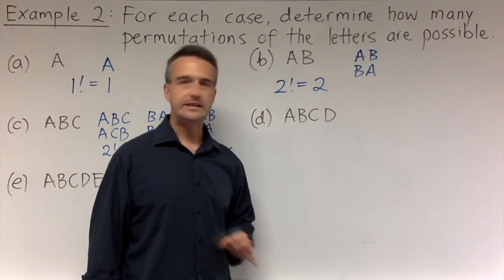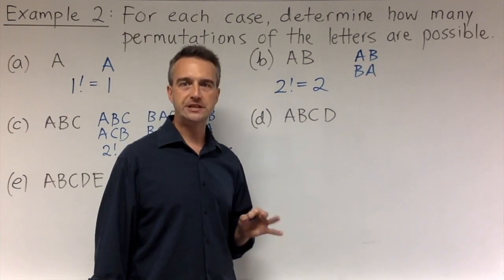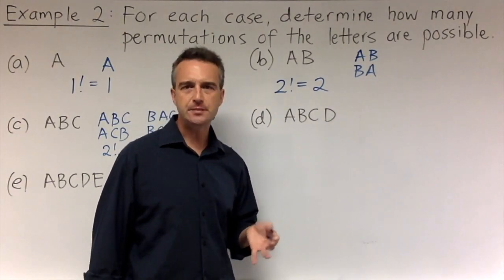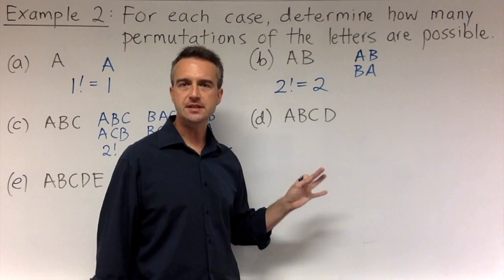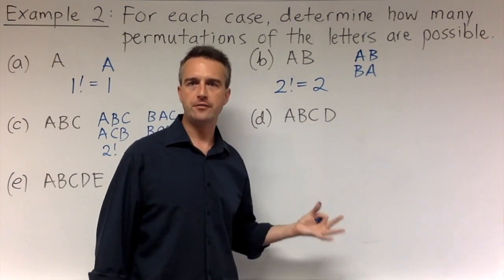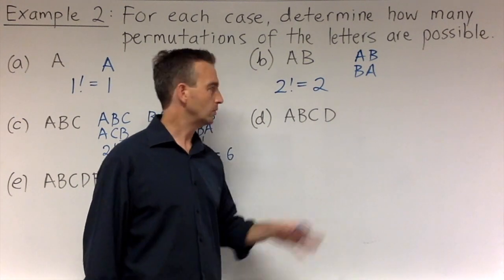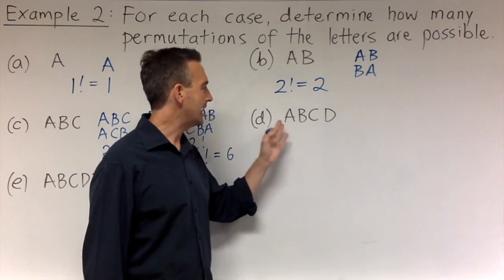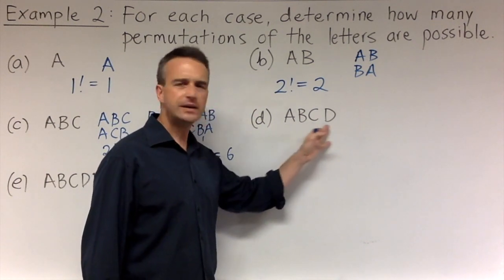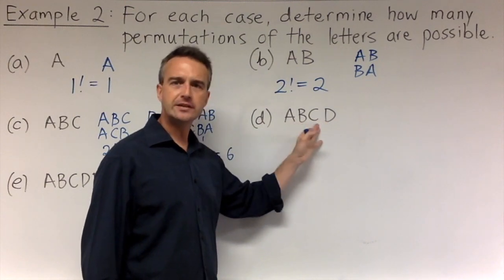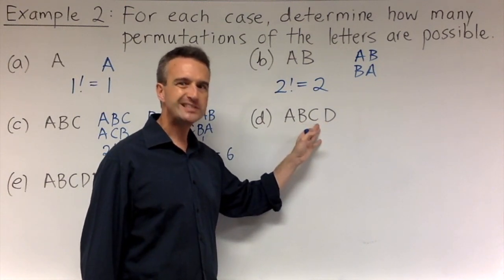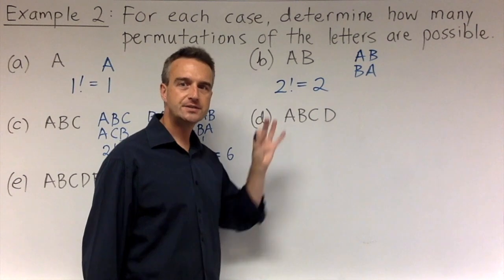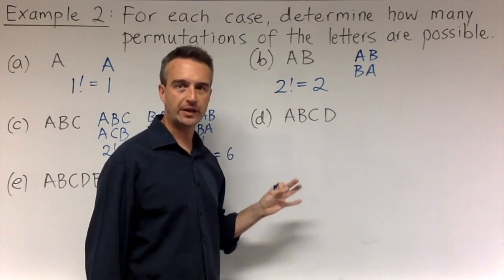Now let's look at D. Getting really tricky now. 4 objects in a row. We know the answer is going to be factorial 4, but let's list them out and see if we can derive factorial 4. So first of all, let's do the permutations of A as the first letter. A, and then how many ways can we permutate the other 3 letters? That would be factorial 3, which is 6. So there are going to be 6 permutations beginning with A.